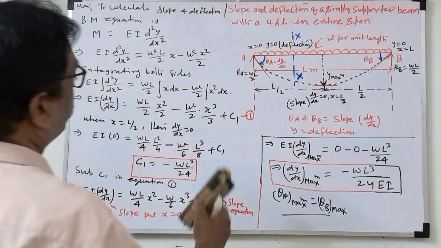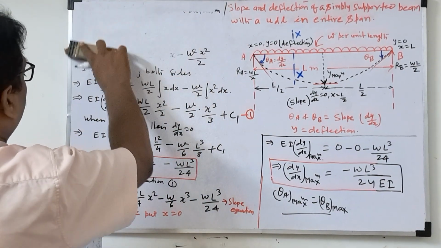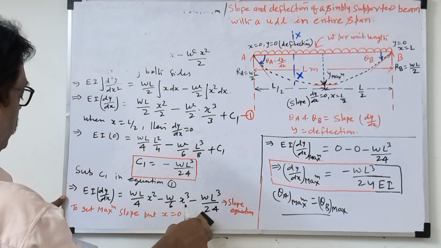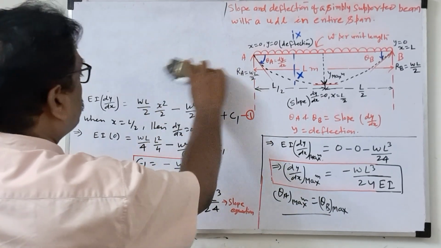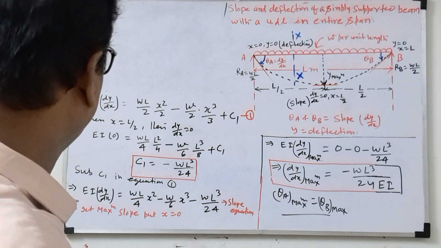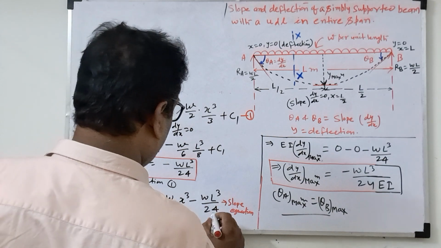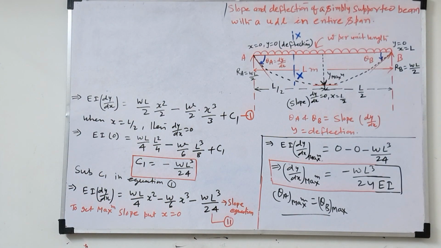So we'll start from here. Which one we have to integrate? Integrate this one. Now this is the slope equation. Slope equation, we give the equation number 2. Now integrate equation 2, the slope equation, again. So we'll get the deflection equation.